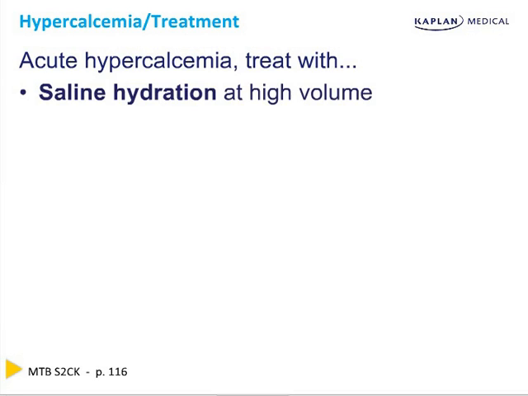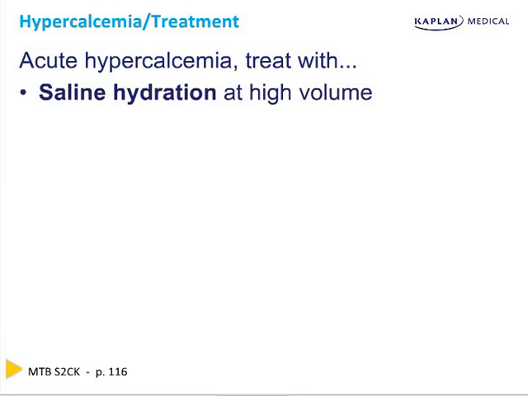So therefore the number one therapy is massive volume replacement with saline. Massive volume replacement with saline. The most common wrong answer is to say loop diuretics. Loop diuretics, such as furosemide, are no longer standard of care for acute hypercalcemia in a person who's able to make urine. In any event, they were never correct before hydration.